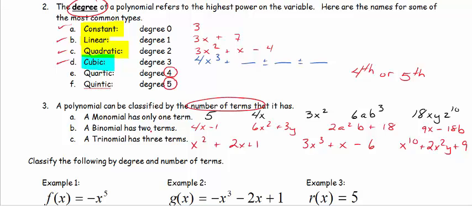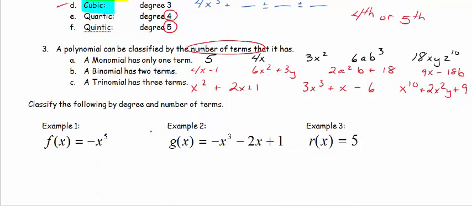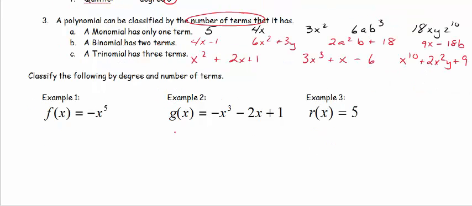So let's look at these 3 problems down here at the bottom. Let's classify them both by degree and by the number of terms. This first one has a degree of 5, and it is 1 term. So if we name it, we're going to call this a quintic monomial.